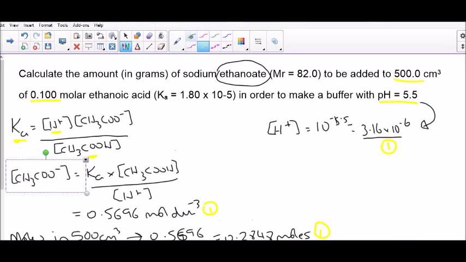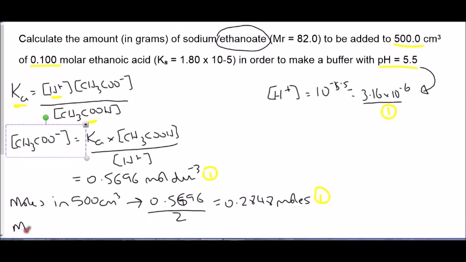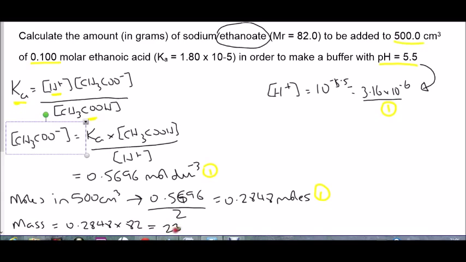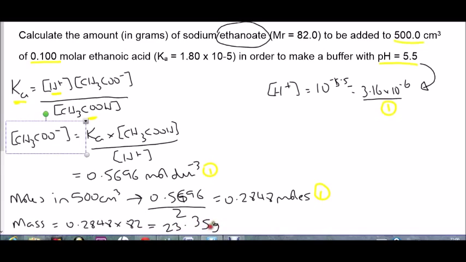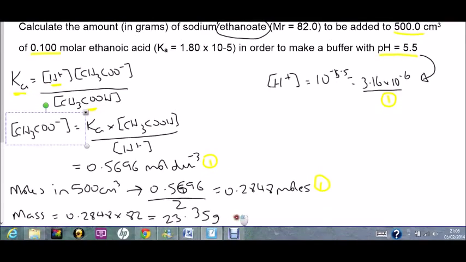And the final step, it didn't ask us for moles, it asked us for grams, so the mass will be n times Mr, which we're given the Mr in the question, and that gives us 23.35 grams, and that would be the final mark.